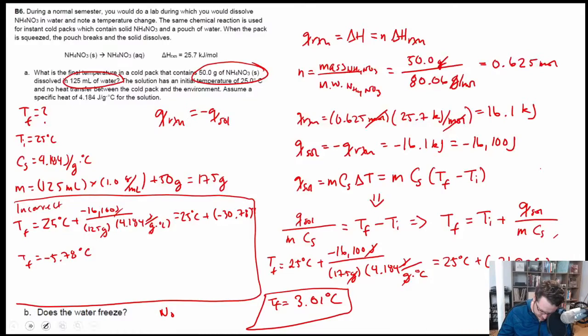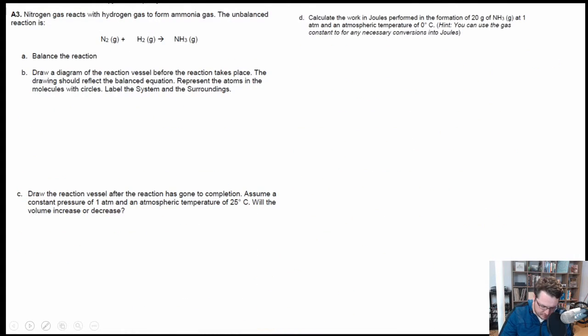Right. So A3 now is another reaction enthalpy problem. Sorry, right? And thinking, well, actually, no, this isn't an enthalpy problem. This is a work problem, but kind of going over gases and all those different relationships. So if we're looking at it, the first thing is to balance the reaction.